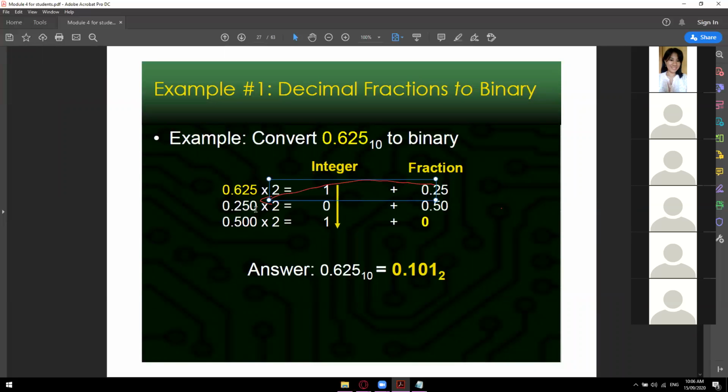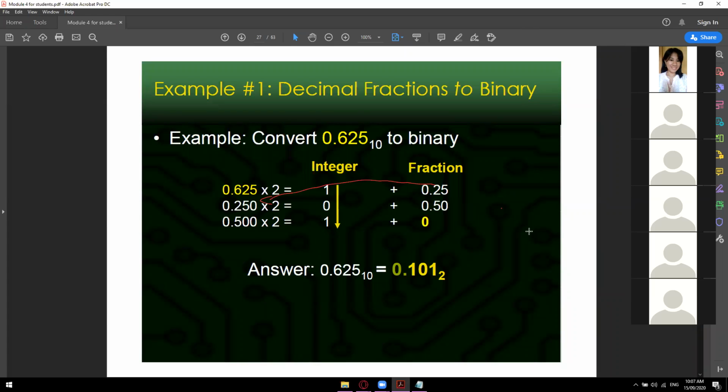Okay? So, 0.25 times 2 is 0.50. So, of course, zero integer natin kasi 0.50 ngayong sagot. Wala namang whole number doon. And then, 0.50 times 2 will be 1. And then, kapag 0 na yung sa fraction nyo, that's the time that you will stop multiplying. Okay? And then kung ano man yung pinaka nakuha niyong sagot sa integer part, read it from top to bottom. So 101 base 2. Okay? And then since fraction to, do not forget to put the 0 point. Okay? This one is 0.101.